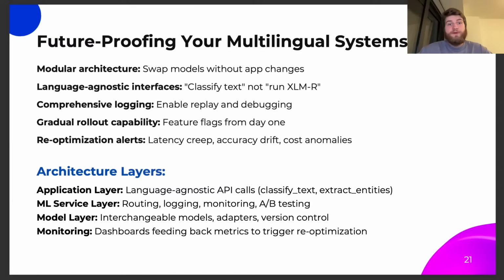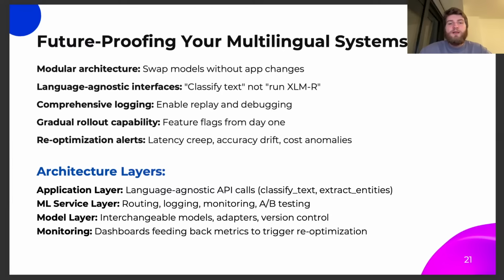So, future-proofing. The multilingual NLP landscape evolves rapidly, so how do you optimize today without creating technical debt for tomorrow? Principle 1. Modular architecture. Separate your model serving from your business logic. Use a model serving layer like TorchServe, Triton, or a simple FastAPI wrapper that exposes a standard interface. When better models emerge, you can swap them without touching application code.